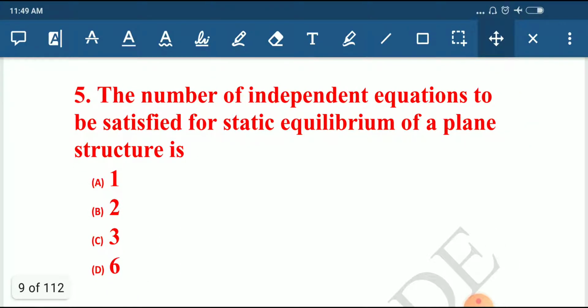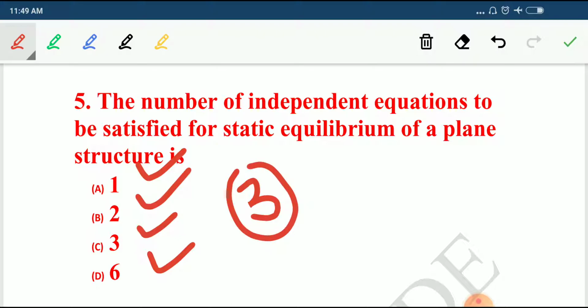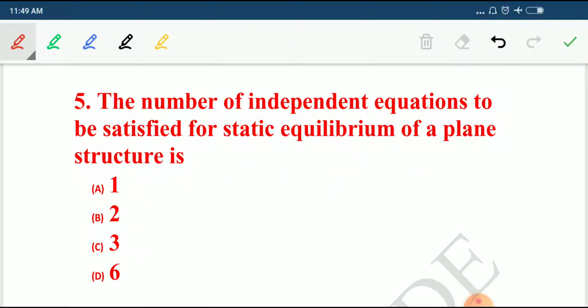The number of independent equations to be satisfied for static equilibrium for a plane structure. For a plane structure, how many conditions of equilibrium are there? Is it 1, 2, 3 or 6? The answer is 3. C is the correct answer for this one.